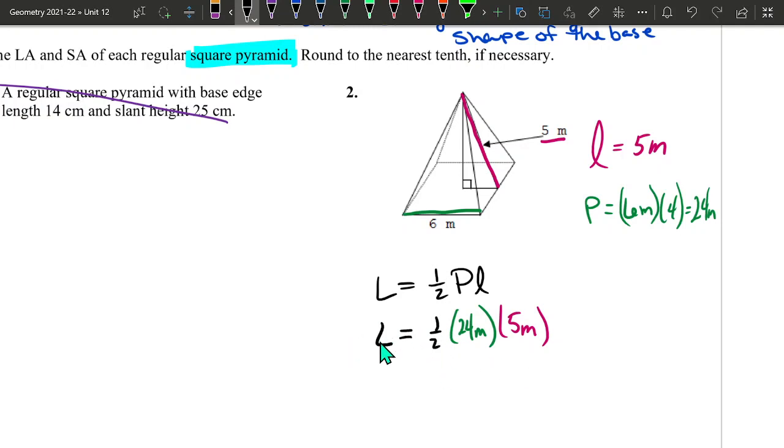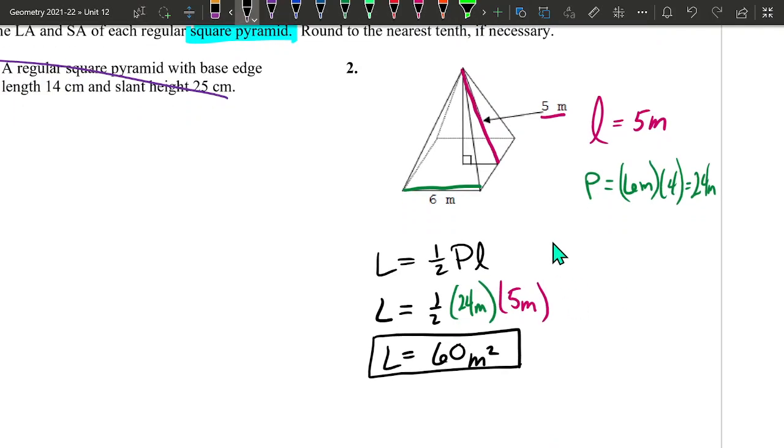So the lateral area is half of 24 times 5. 24 meters times 5 meters. So the lateral area is 60. And since I have meters times meters, that's meters squared. And area should have units squared, and it does. So that kind of checks out. So the lateral surface area, or the lateral area, is 60 meters squared.